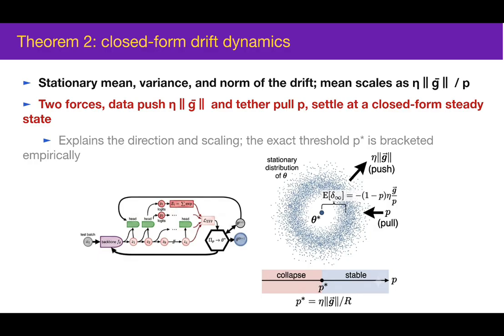Then they settle at an equilibrium state, and the average drift is in this formula here. And from this, I get a threshold I call p star, the smallest tether strength that still keeps things safe. To be honest, the theorem explains the direction and the scaling very well. The exact value I still pin down with extra experiments.